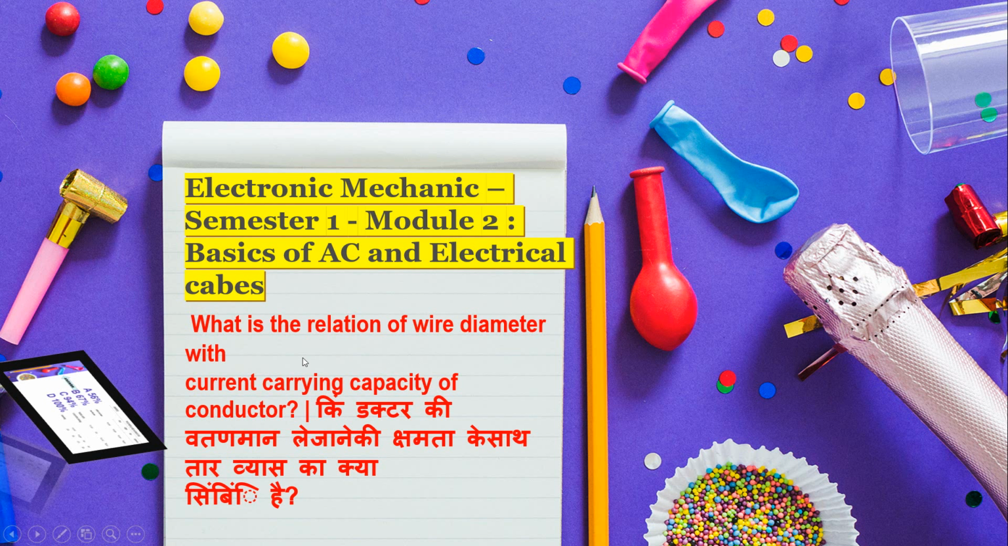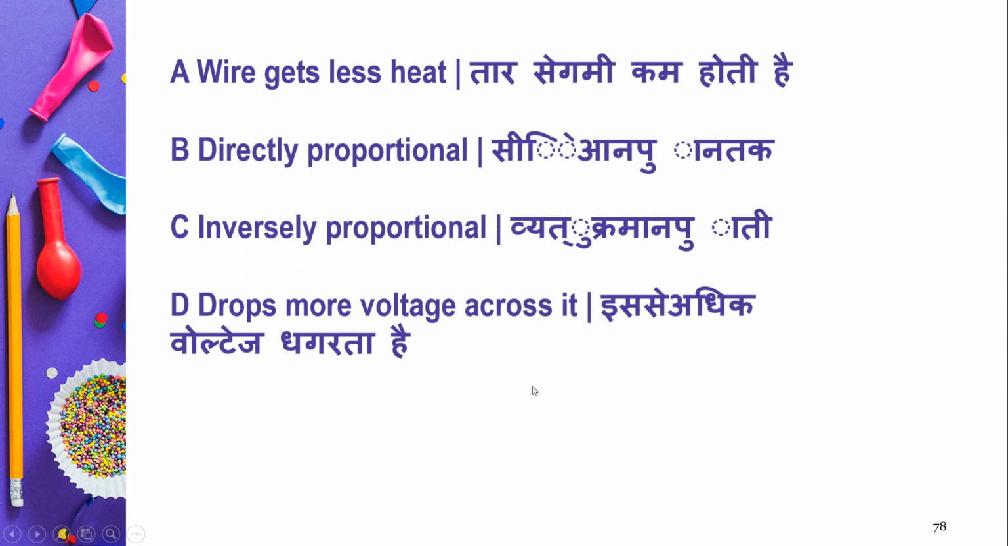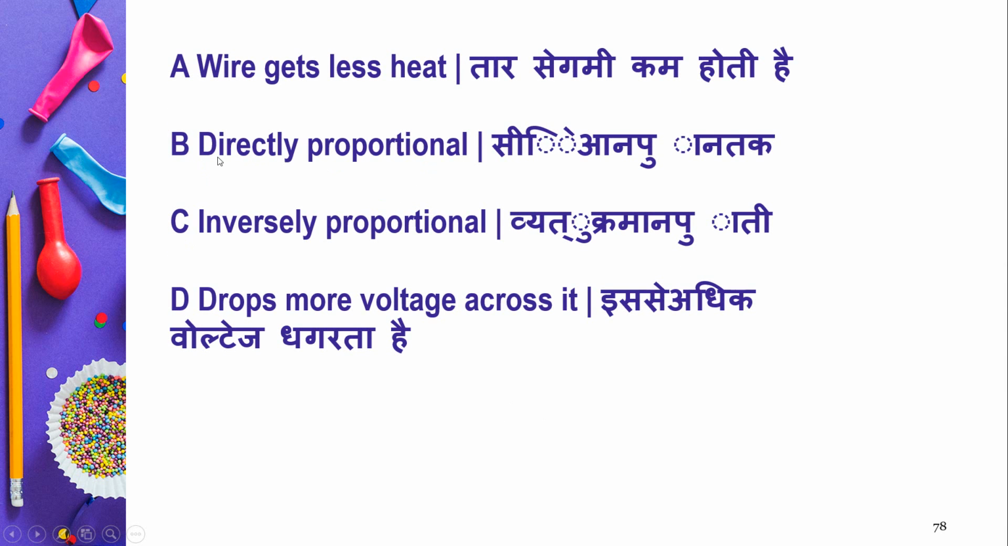What is the relation of wire diameter with current carrying capacity of the conductor? We already told the same formula: I is directly proportional to the area of cross section. This is a very important formula.